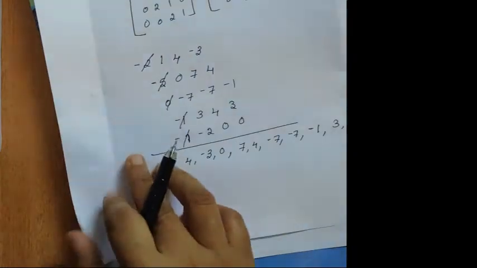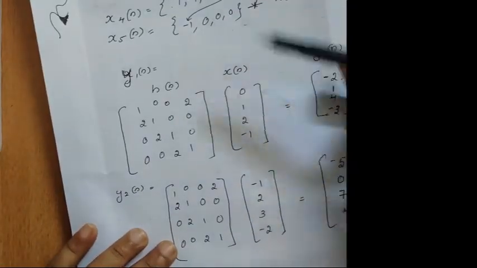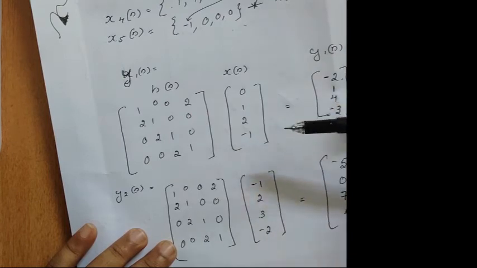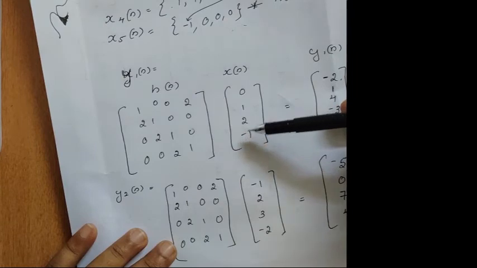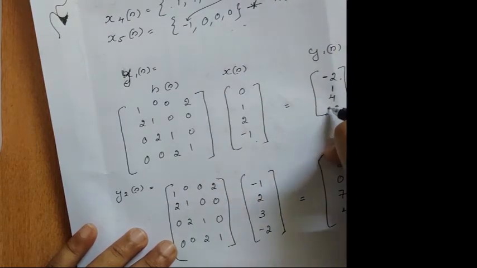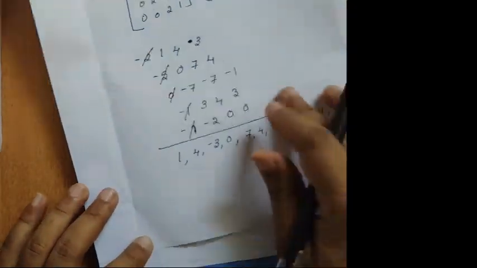I just have a doubt over here whether it is minus 3 or not. Let me check. 0, 1, 2, minus 1. 2 into 2, 4. 4 minus 1, 3. So it's just 3 over here. That's a mistake on my side. It is 3 over here. Okay.